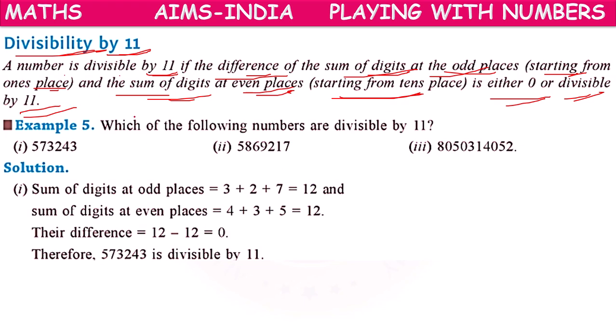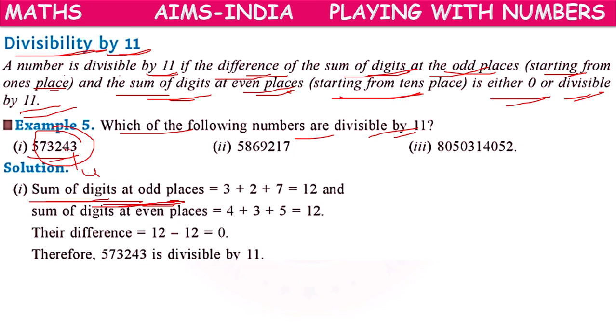Suppose, which of the following numbers are divisible by 11? Suppose we have this number, 573243. What we have to do is take the sum of the digits at odd places. Odd places means the units place is considered an odd place.